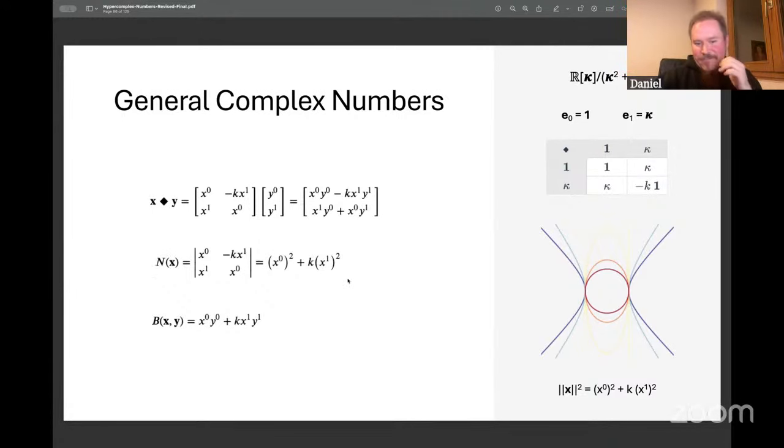And all of the corresponding functions here are derived on the slide. And you can see in this picture, it's a nice continuous way to go from the hyperbola to a pair of lines to a circle. So in a way, you get a bunch of different non-Euclidean geometries unified together in one system of hypercomplex numbers. So it seems like that could be really useful.